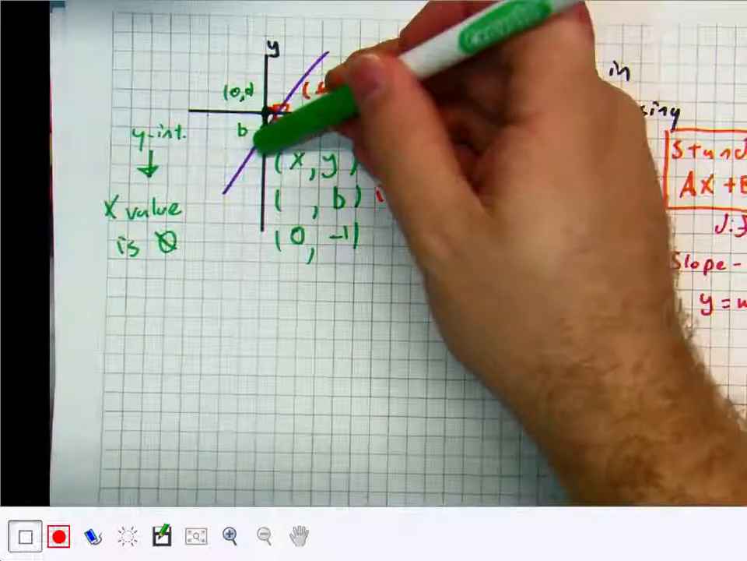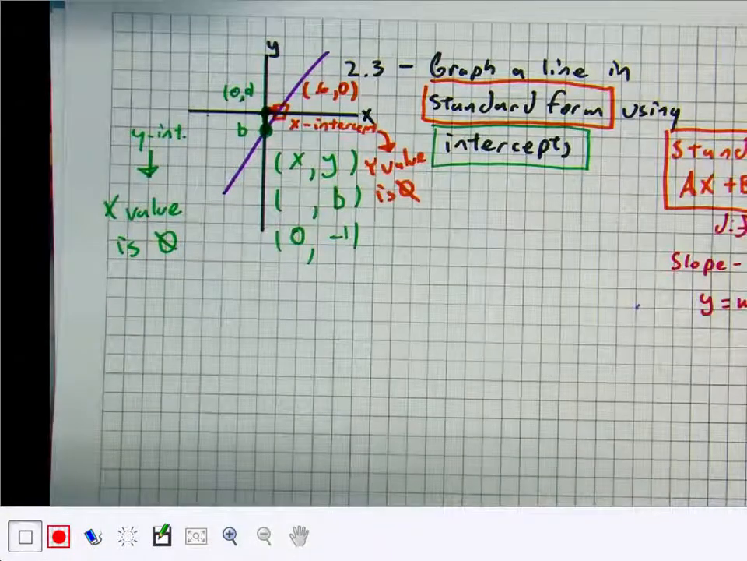So at the y-intercept, the x is 0. At the x-intercept, the y is 0. You might be thinking, Victor, okay, I get that. Where's this going? Where are you taking me with this?